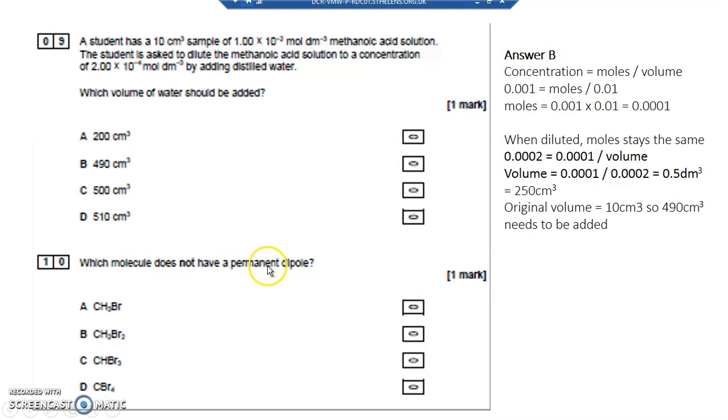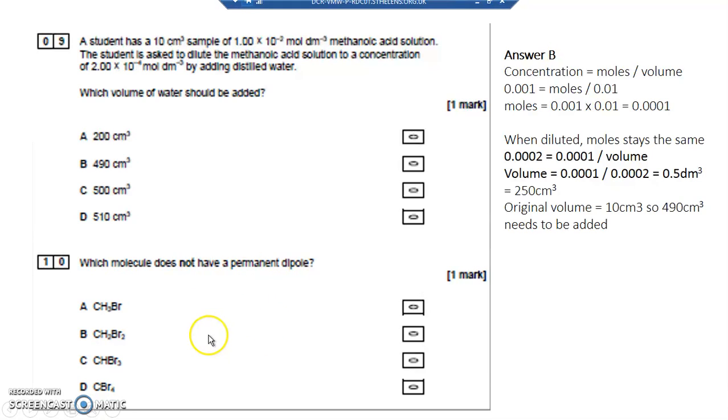Which molecule does not have a permanent dipole? Well, a dipole means that you've got polar bonds overall. Now, all of them have got polar bonds. They've all got C to Br bonds. So each of those are polar with a delta plus and delta minus. But a permanent dipole means that the delta plus and delta minus, the polar bonds, don't cancel each other out. So something that does not have a permanent dipole means that the delta plus and delta minuses around the molecule all cancel each other out.